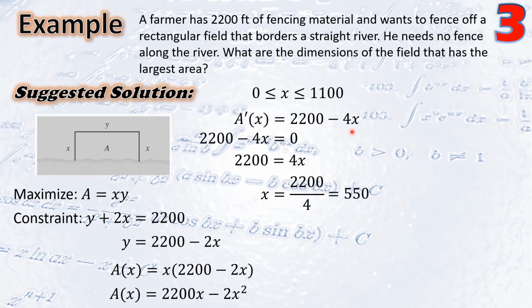562.5. Now we get the function values at the endpoints of the closed interval and the critical number. A of 0 is equal to 0. That is substituting x is equal to 0 into A of x. For the critical number, we have A of 562.5, that is 2,250 times 562.5 minus 2 times 562.5 squared, and we get 632,812.5.